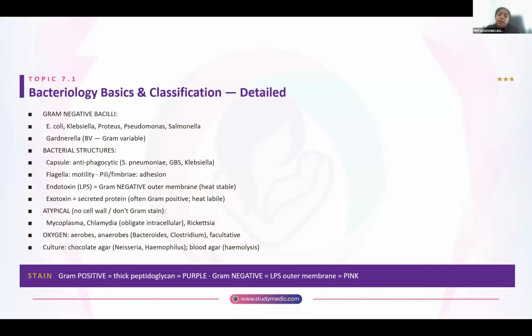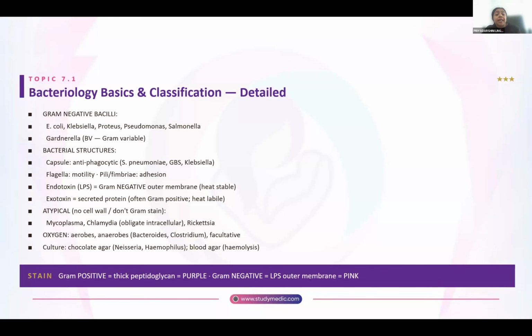Now, whenever these organisms require oxygen, we take it as aerobes. And without oxygen are your anaerobes. We have Bacteroides and Clostridium come under this. And you also have some organisms which are facultative aerobes. That is, if available, they use the oxygen. If unavailable, they can survive without the oxygen also.